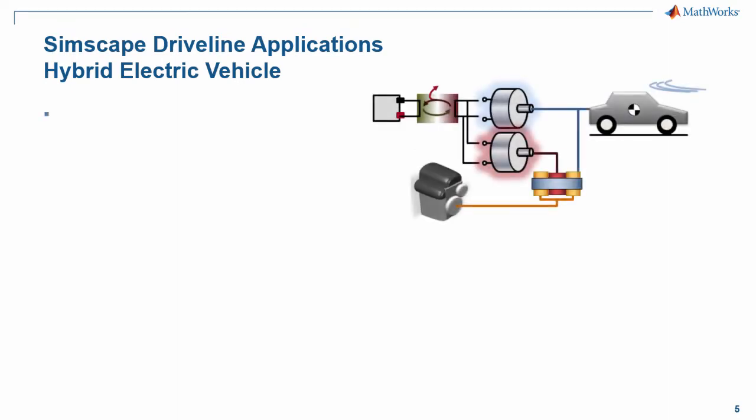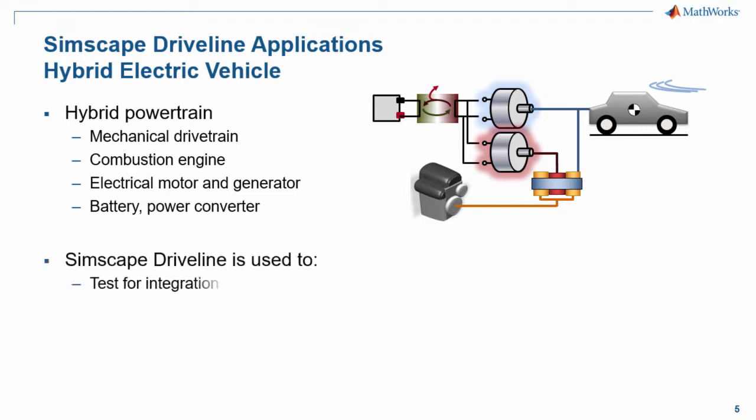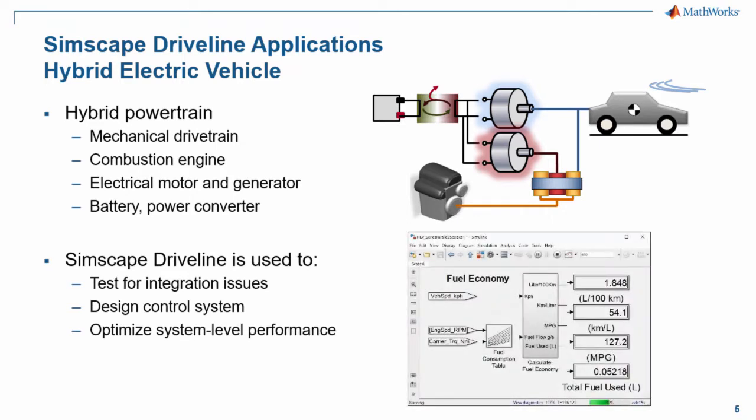Simscape Driveline can be used to develop hybrid electric vehicles. You can model an entire hybrid powertrain, including the mechanical drivetrain, combustion engine, electrical motor and generator, connected to a battery and a power converter. The model of the hybrid powertrain in Simscape Driveline can be used to test for integration issues, design the control system, and optimize system-level performance.